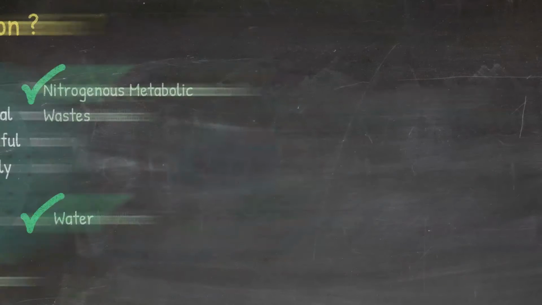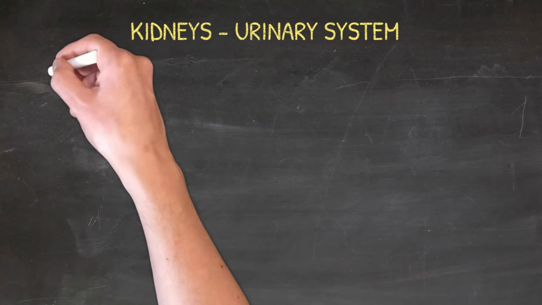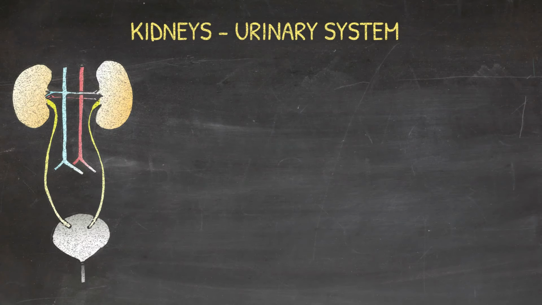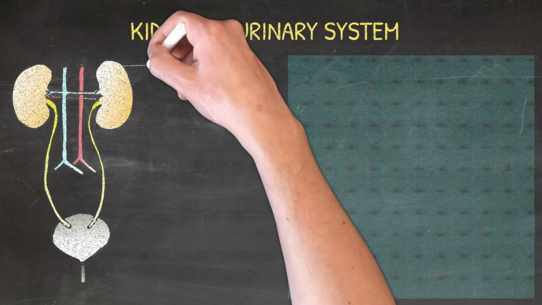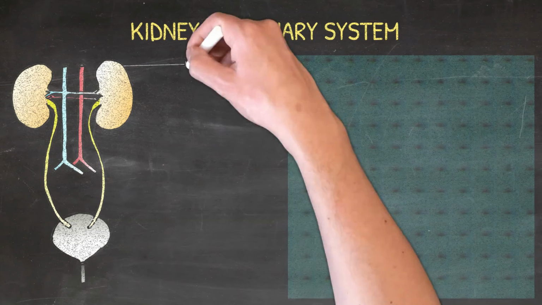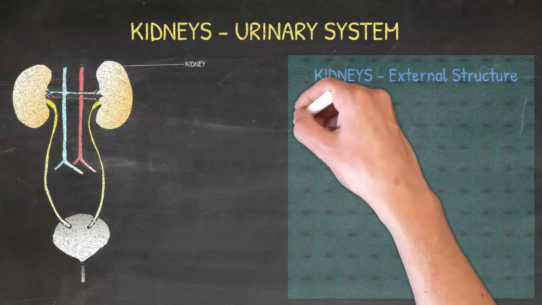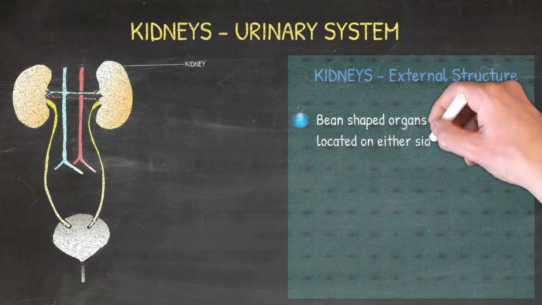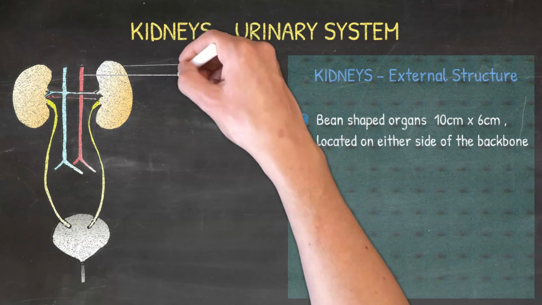Now let's talk about the kidneys, the primary excretory organ which eliminates excretory products, chiefly urea, in the form of urine. The diagram shows that there are two kidneys which are bean shaped, about 10 cm long and 6 cm wide. These kidneys are located on either side of the backbone. You can see the right side kidney is at a slightly lower level than the left one.